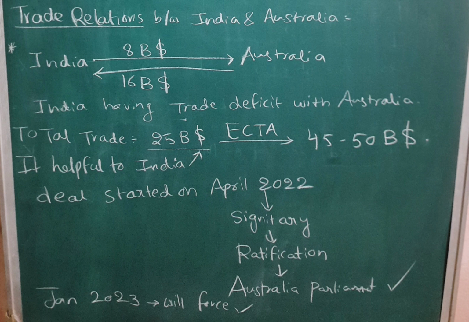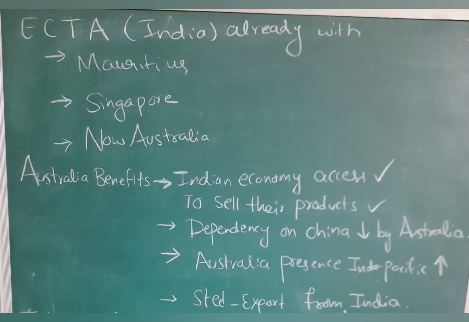This deal actually started in April 2022. The Australian Parliament also recently ratified it. This agreement will be enforced from January 2023. India already has this type of economic cooperation trade agreement with two nations, Mauritius and Singapore, and now with Australia.